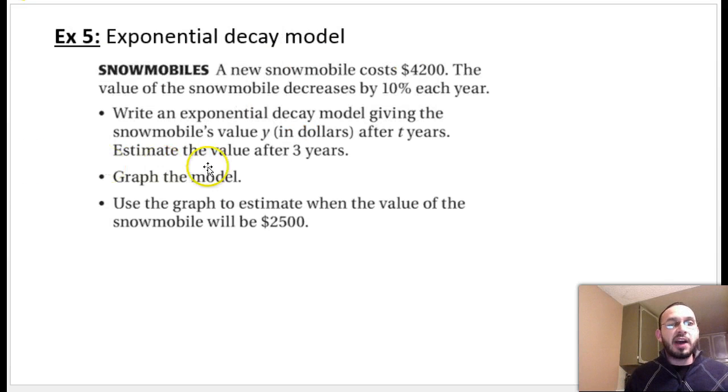We have example 5, snowmobiles. A new snowmobile costs $4,200. The value of the snowmobile decreases by 10% each year. Write an exponential decay model giving the snowmobile's value y in dollars after t years. Estimate the value after 3 years.